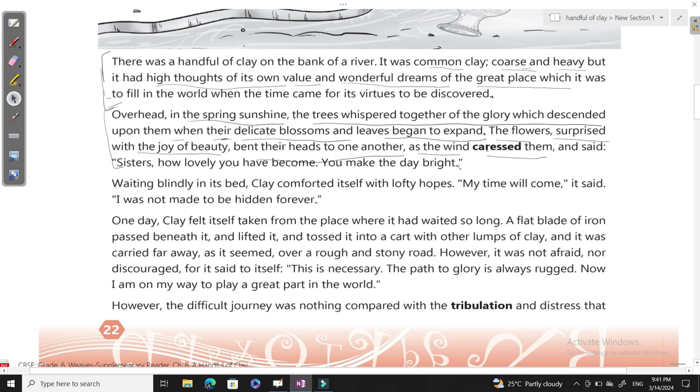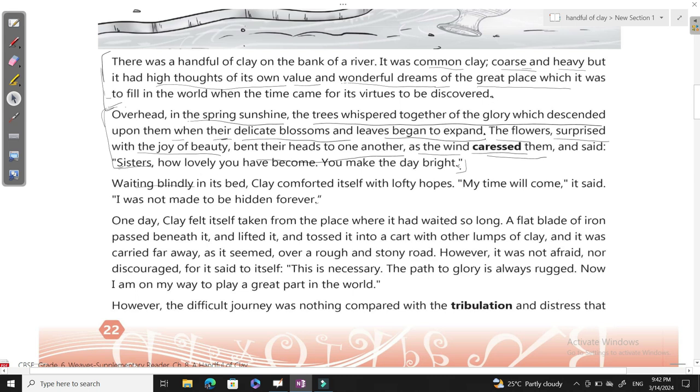And the wind caressed, means gently, lovingly touched the flowers, and the wind says to the flowers, "Sisters, how lovely you have become. You make the day bright." Here the sisters means flowers. Here the flowers and trees are enjoying their success, and while they are enjoying their success, the clay looks at them and wishes that my time also will come.